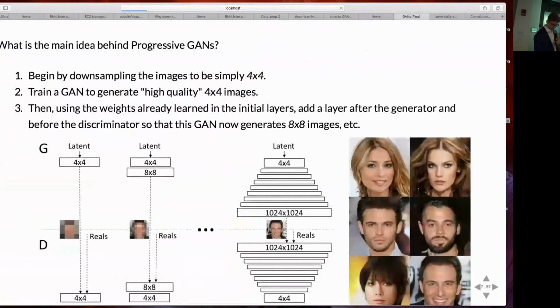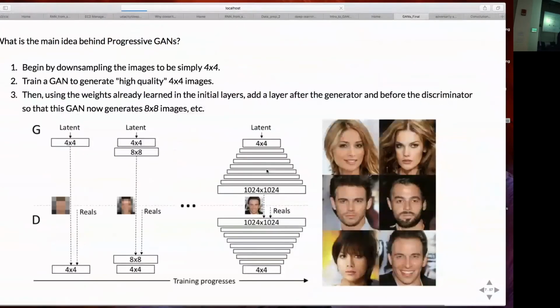All right, so how did they do it? The main idea is this interesting idea. They're called progressive GANs, and the paper was called Progressive Growing of GANs. What they did was, and it's wild and interesting that this worked, they originally downsampled these 1024 by 1024 images to just 4 by 4 images, 16 pixels. And they trained a GAN to just generate good fake images at that resolution, 16 total pixels.